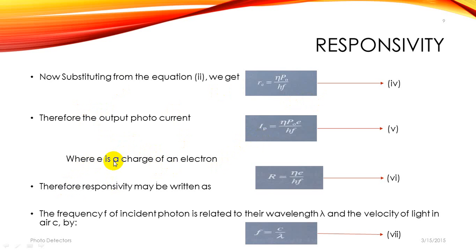And therefore the output photocurrent is Ip equal to eta P naught e by hf, equation number 5, where e is the charge on an electron. Thus from equation number 1, the responsivity may be written as R equal to eta e by hf, which is equation number 6. Equation 6 is a useful relationship for responsivity which may be developed a stage further to include the wavelength of the incident light. The frequency f of the incident photons is related to their wavelength lambda and the velocity of light in air c by f equal to c by lambda, which is equation number 7.